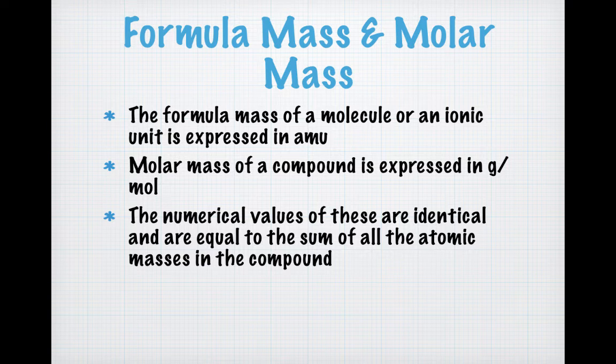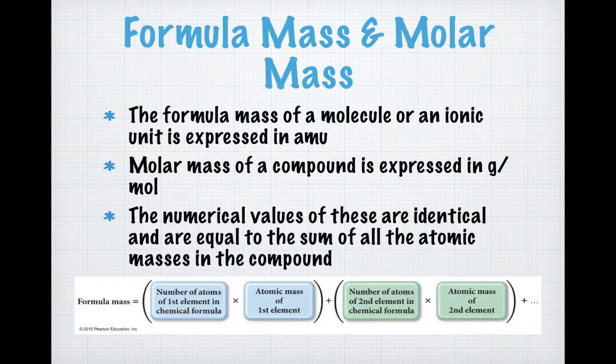We multiply each of those atoms by the number that is present in the formula, and we add it all together, and we get the molar mass. So if we were to look at that in the equation, the formula mass or the molar mass is going to be equal to the number of atoms of the first element times the atomic mass of the first element, plus the number of atoms of the second element times the atomic mass of the second element, etc., for however many elements you happen to have in a chemical formula.